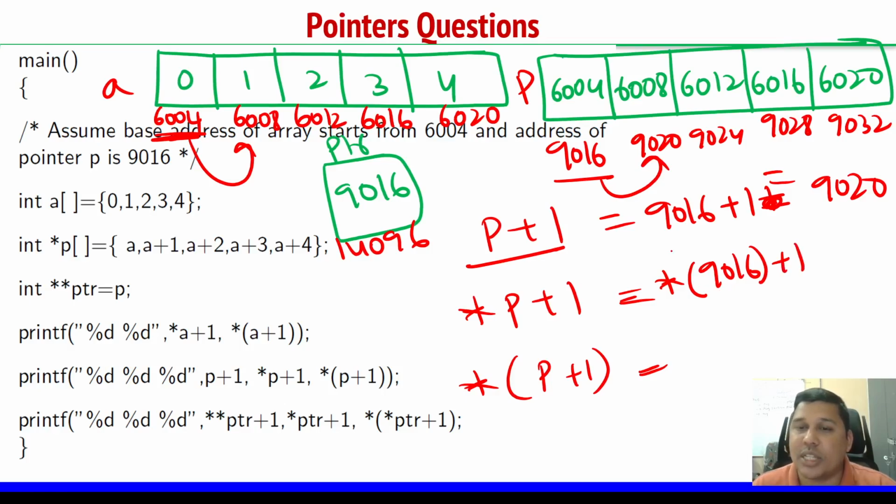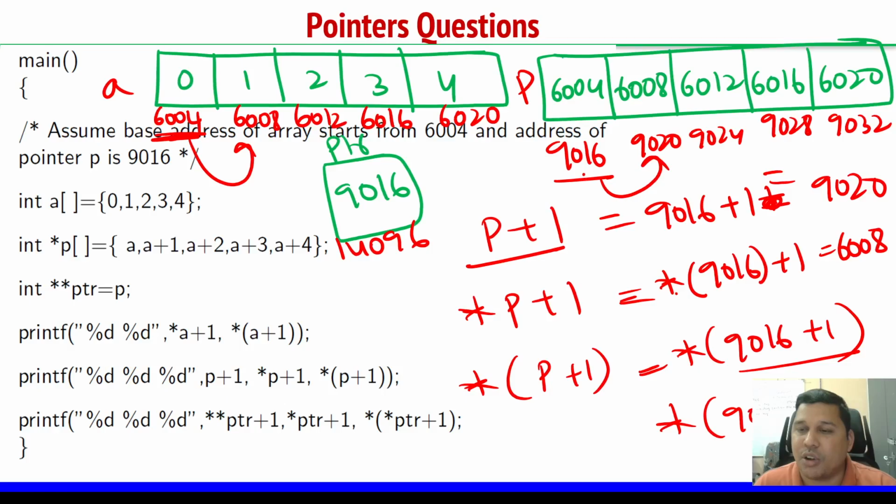Next, star p plus 1 means star of p, that is 9016, plus 1. So what is star of 9016? It is 6004. 6004 plus 1 means 6008. Next, third one, star of p plus 1, that is star of 9016 plus 1. 9016 plus 1 means it goes to the next location, that is star of 9020. So this value is also 6008.